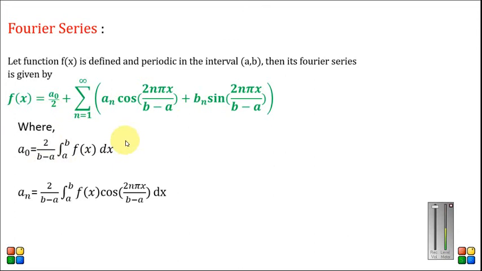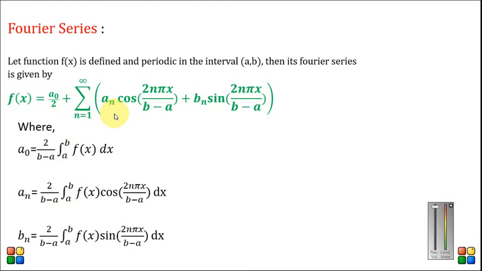And then an is equal to 2 upon b minus a integral of a to b f(x) cos 2 n pi x upon b minus a dx, and bn equal to 2 upon b minus a integral a to b f(x) sin 2 n pi x upon b minus a dx. Okay, so likewise we are going to solve these parameters a naught, an and bn, and after solving these parameters, we'll have to put their values in the Fourier series. Okay.